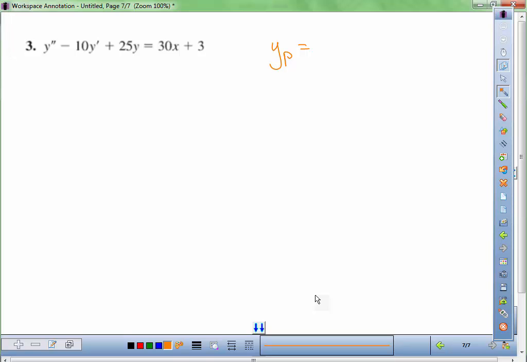Why don't we take a guess? 0? No, 0's not going to work. No, probably not 30. So your particular solution is going to have more or less the same form as the right-hand side of your differential equation. 2x plus 3? Any mx plus b would work, right?